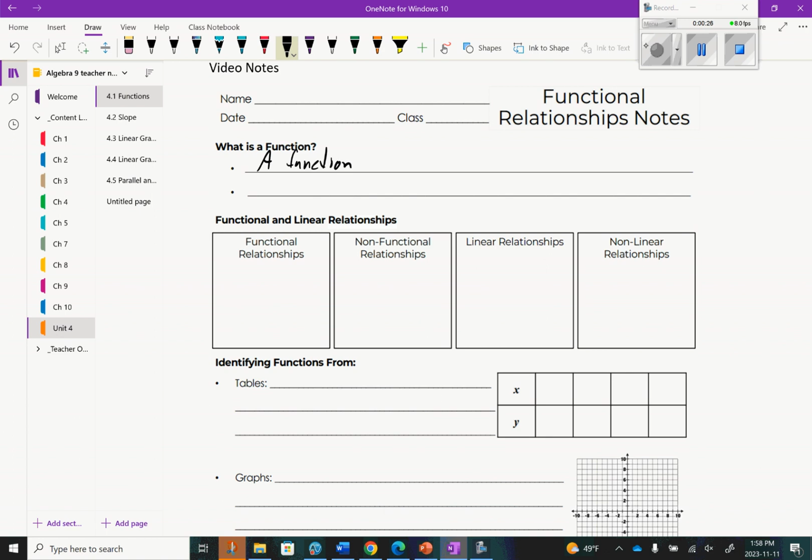A function is a relationship between two variables where one value depends upon the other.